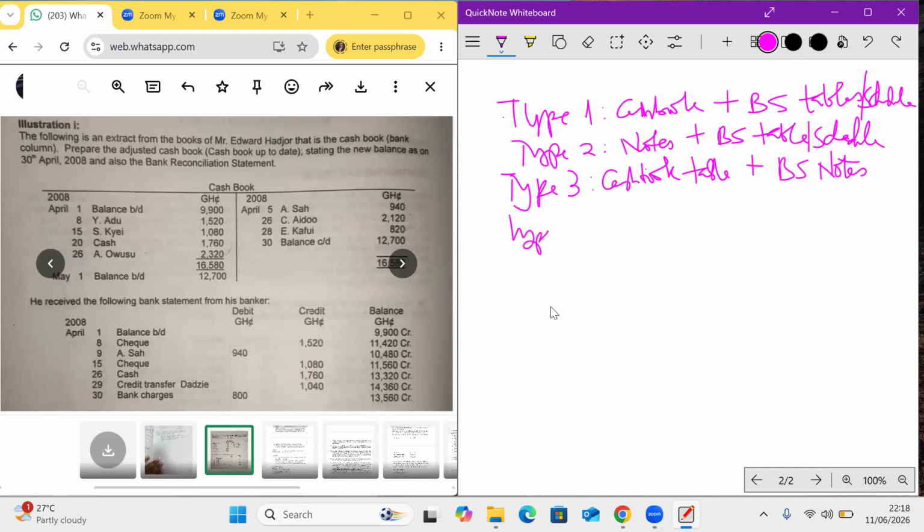Type 4, the question can give us all notes. Both the cash and the bank will all be notes. We'll see such questions. So today, what we are trying to solve right now is the cash book, and we are going to solve the first type. Then after we finish with the first type, we come and solve type 4, the all notes. That is what we are going to do now. So let's move on.